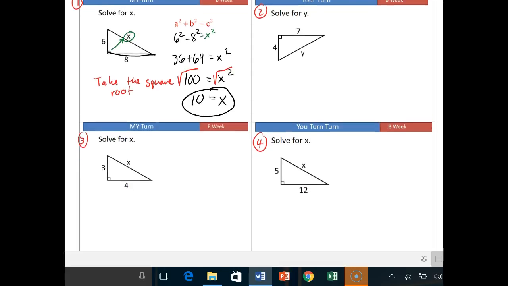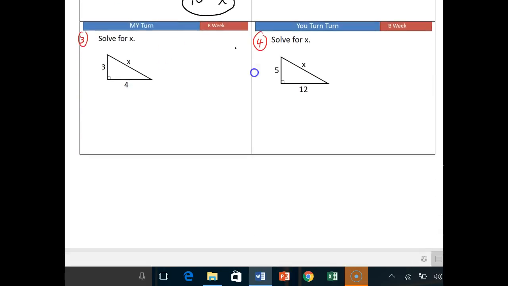Number 3. So we'll start off by saying, I have this right triangle, so I can use the Pythagorean Theorem. So I have a squared plus b squared is equal to c squared. I'm missing my hypotenuse. This is my hypotenuse. The side opposite the right angle is always my hypotenuse. So c squared is that x squared that I'm missing. And I plug in 3 and 4. So 3 squared plus 4 squared. And now I do some geometry, or sorry, some algebra. 3 squared is 3 times 3, which is 9, plus 4 squared is 4 times 4, which is 16, is equal to x squared. 9 plus 16 is 25, is equal to x squared.